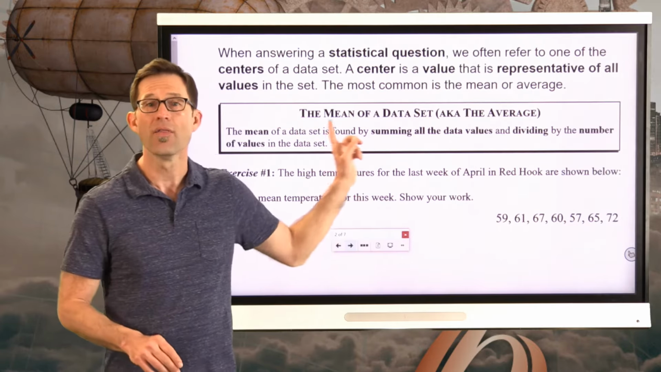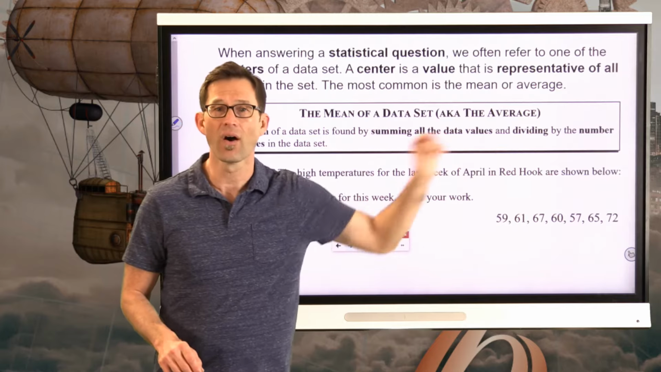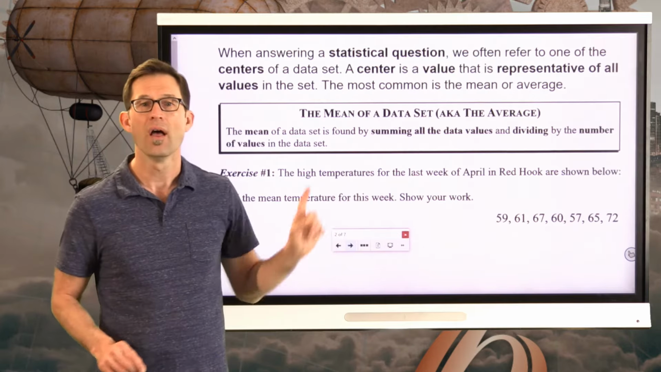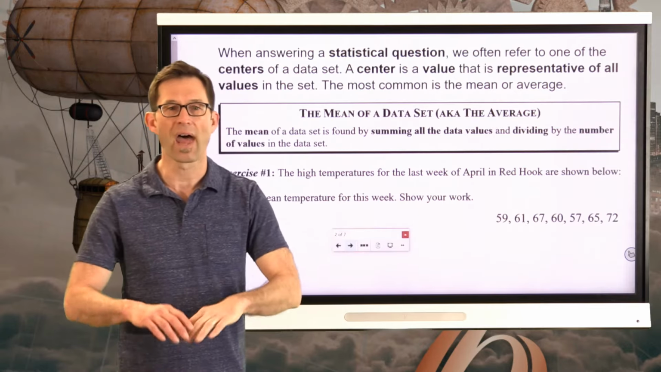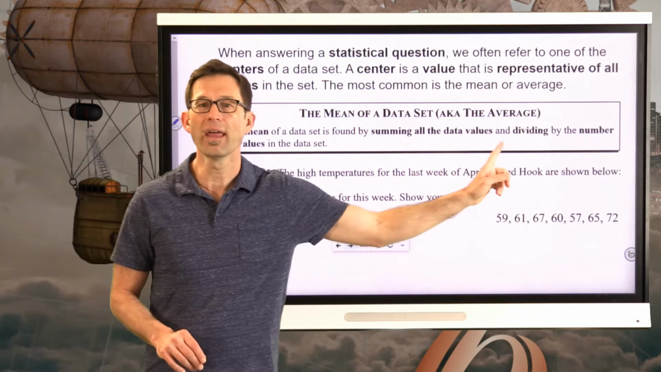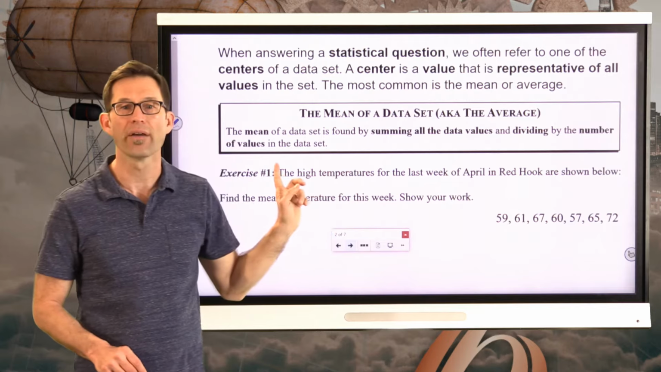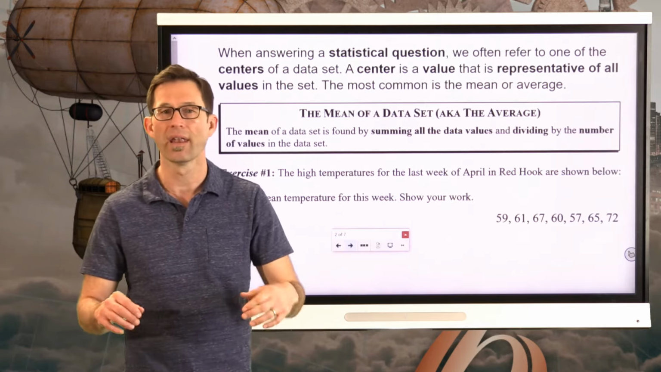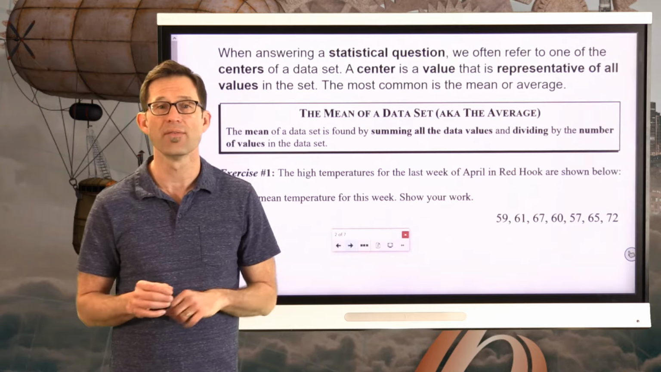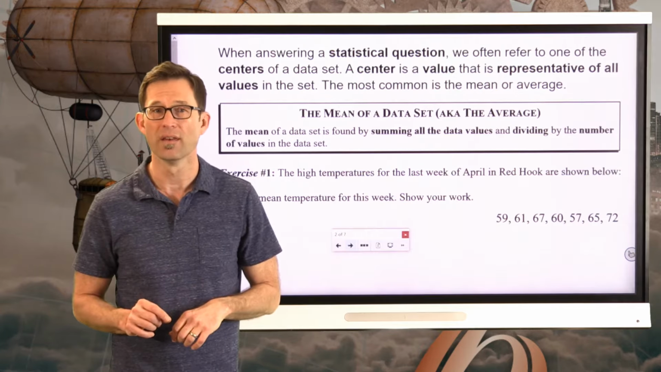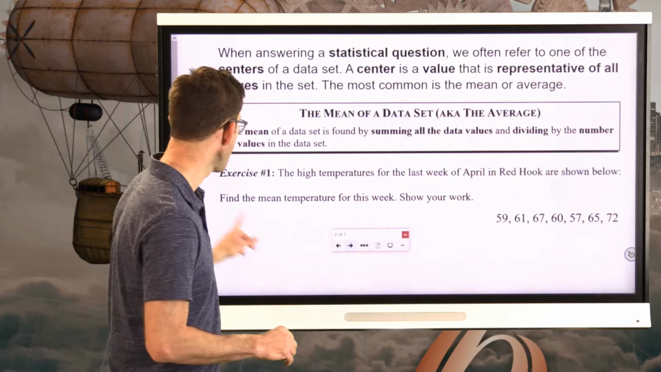So let's take a look at it. The mean of a data set, also known as the average, is found by summing all the data values, adding them all up, and then dividing by the number of values in the data set. So if I had 7 data points, I would add them all up and divide by 7 in order to find the mean, also known as the average.